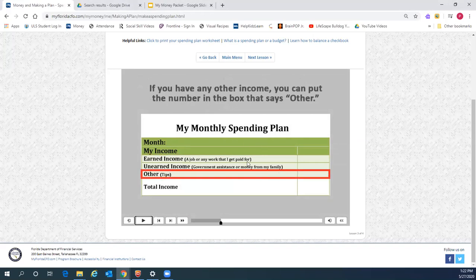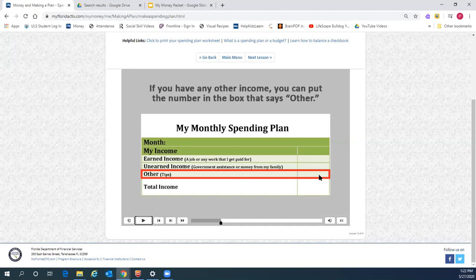So again, the earned income is your job, your paycheck, and you're going to put your net income from your paycheck on here. If you get paid once a month, you can put your total paycheck amount. But if you get paid more than once a month, if you get paid 2 times a month, you're going to have to add those together for your earned income. And then unearned income would be any benefit monies you receive, like Social Security or money from BIA, whatever it might be, you're going to include that in there.